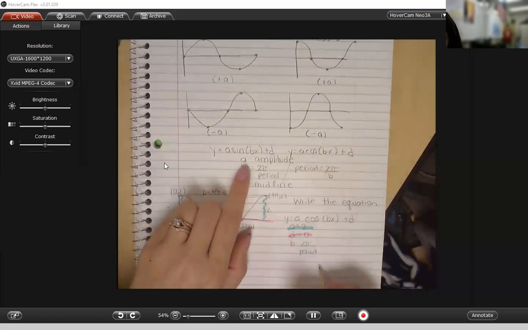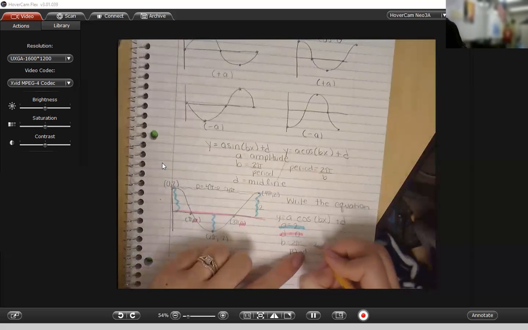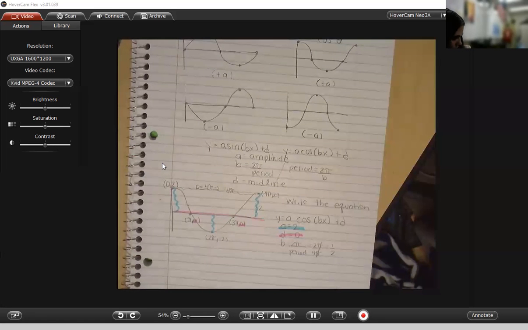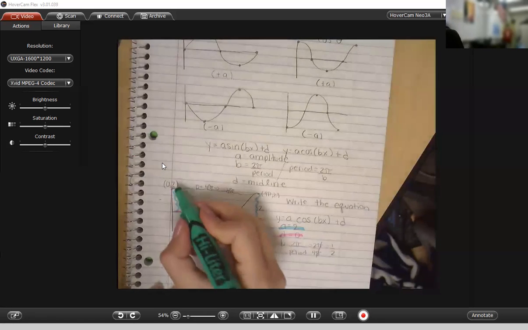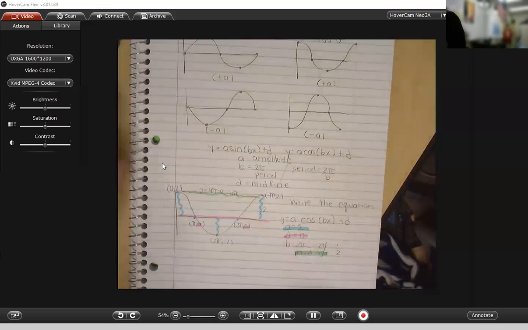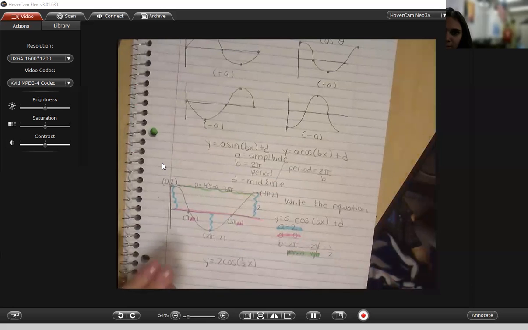So what is my B value? Well, that's going to be 2 pi over 4 pi, my period. 2 pi over 4 pi, that cancels out. 2 over 4 is 1/2. So my B value is 1/2. And we'll highlight that in green. There's my period, and that's how I get my B value down there. All right, so now I'm just writing my graph. Y equals 2 cosine, B is 1/2, so 1/2 x plus 0. Cool.